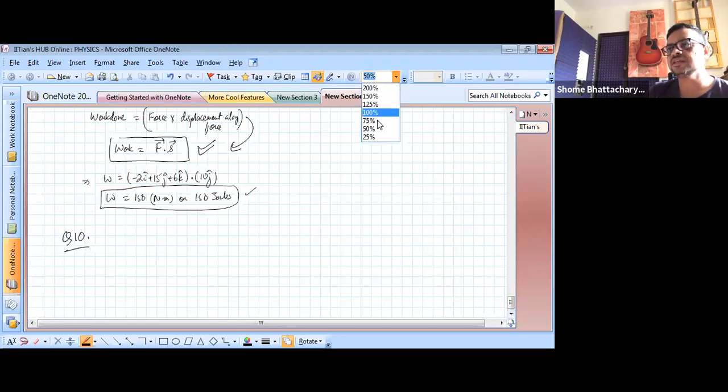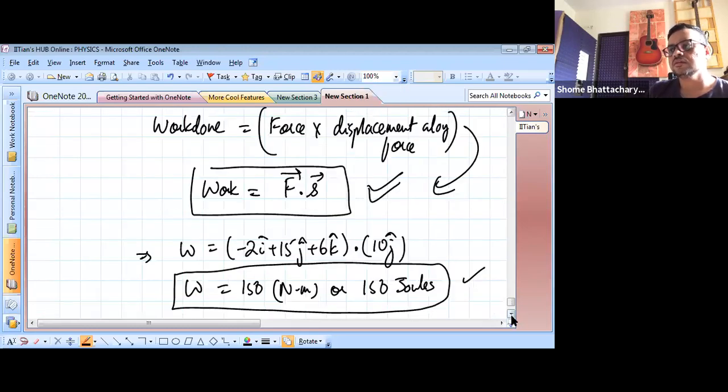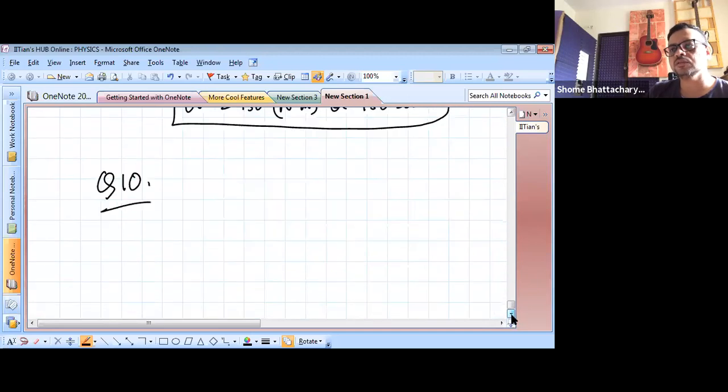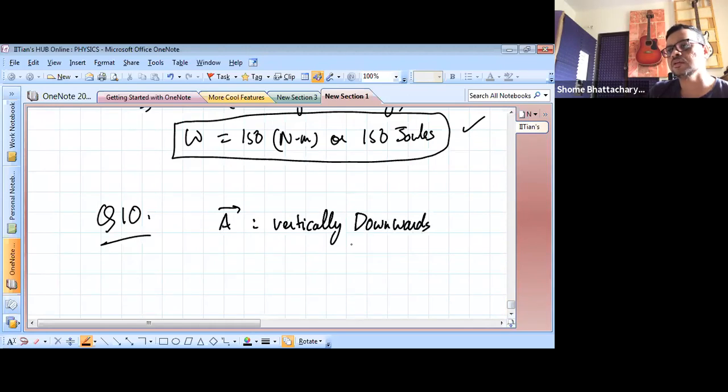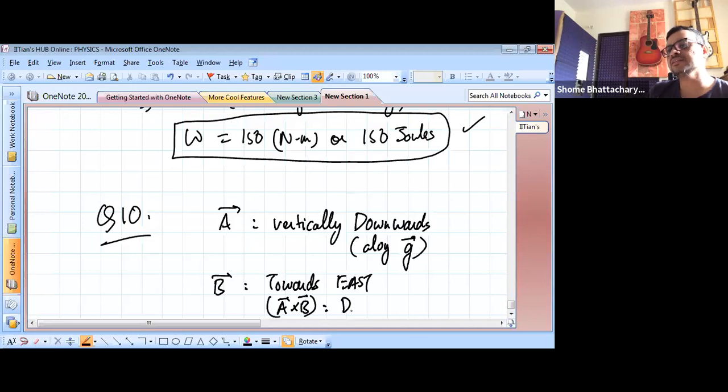So question 10 is again about understanding the direction of cross product property. So it says that vector A is vertically downwards. You can think of it along the acceleration due to gravity, like in kinematics we study, whereas vector B is towards east. So now we have to give the direction of A cross B.